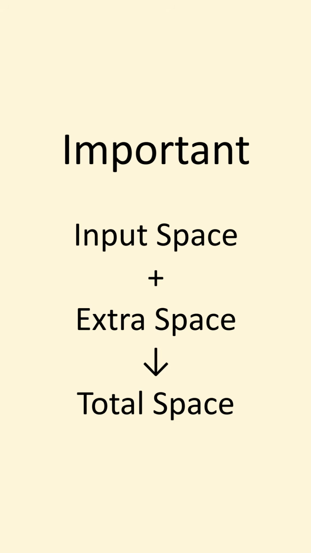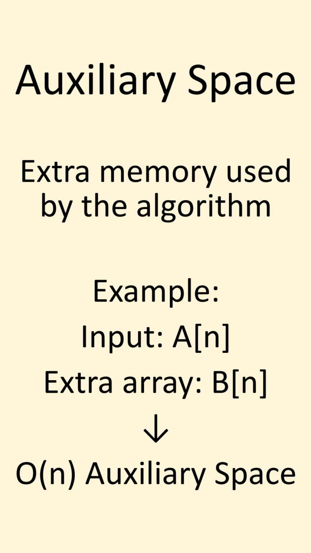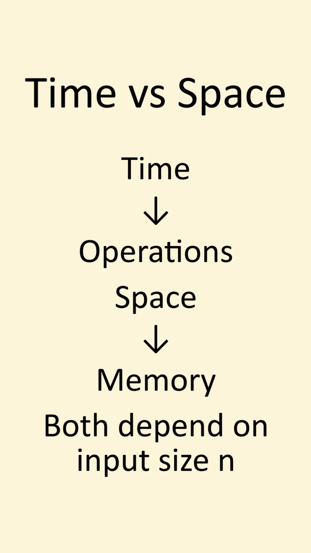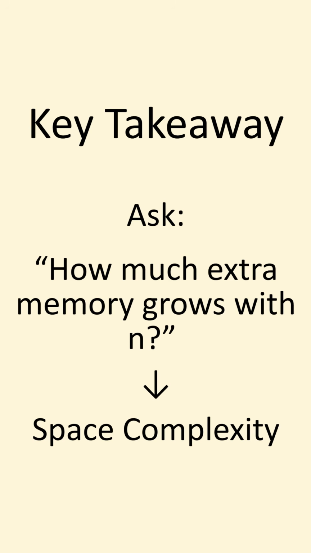There is also an important distinction between the memory usage to store the input and the extra memory an algorithm needs. Auxiliary space refers specifically to the extra memory used by the algorithm beyond the input itself. So, time complexity measures computational work while space complexity measures memory requirements. Remember, to analyze space complexity, identify the memory used and determine how that memory grows as n increases.